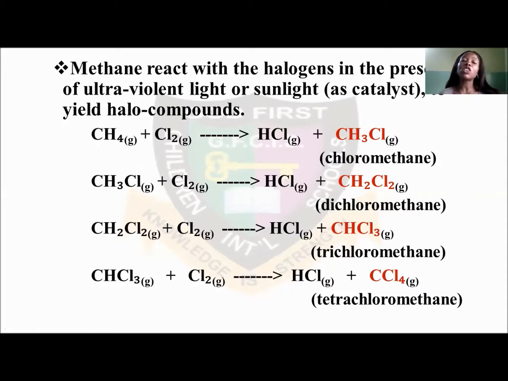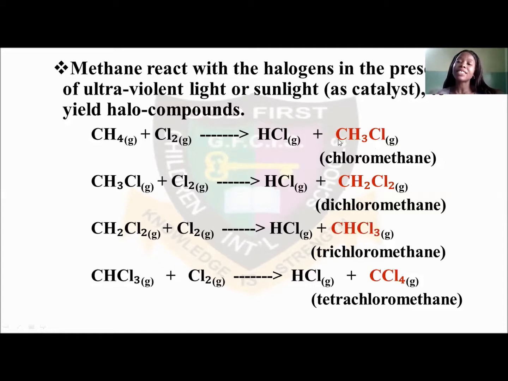Now, that's the function of ultraviolet light or sunlight, to act as a catalyst to yield halo compounds. So remember, the condition for this reaction to occur is the presence of ultraviolet light or sunlight. So for each of them, you have methane plus chlorine. We give you first the product.